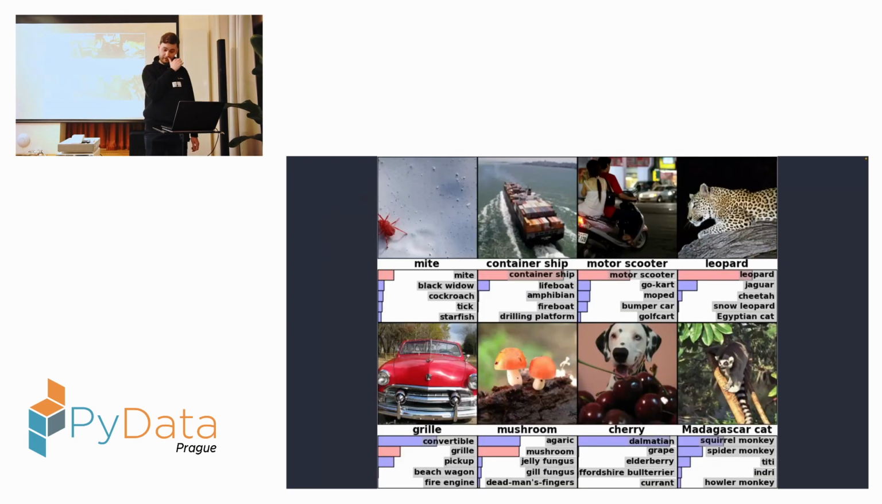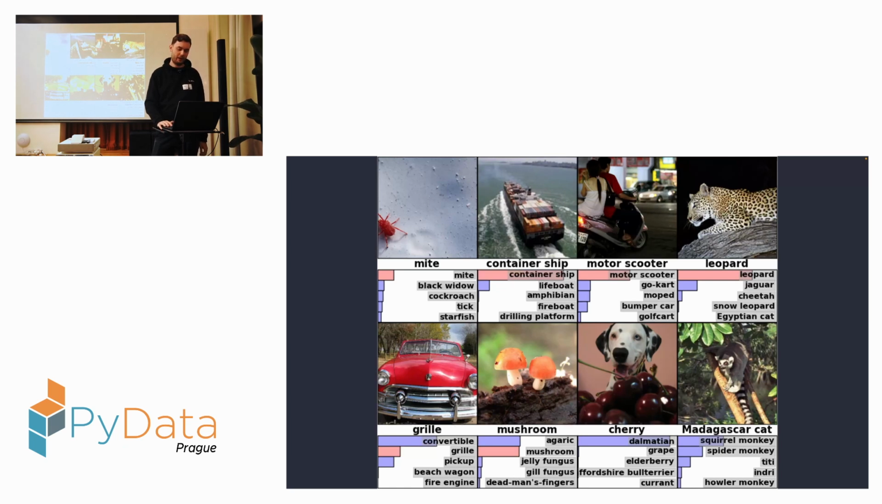Now I have some examples from ImageNet, and I think the one that's most interesting is the cherry. Because if you look at it, there's obviously a duck in the picture, and still the label is cherry, so that's something to think about.